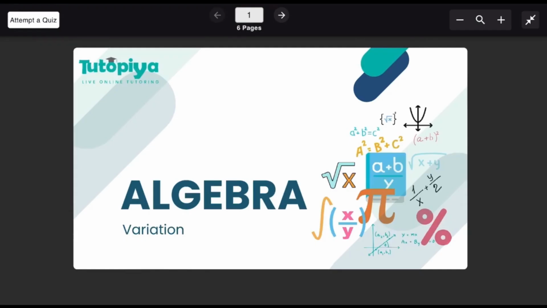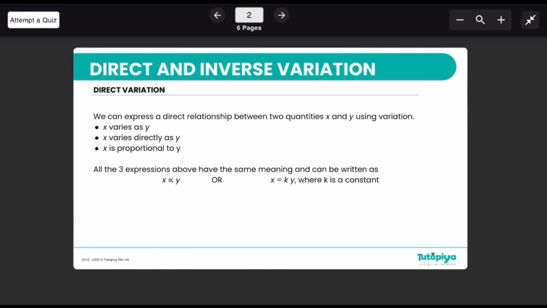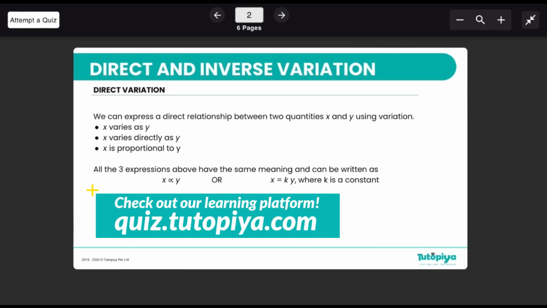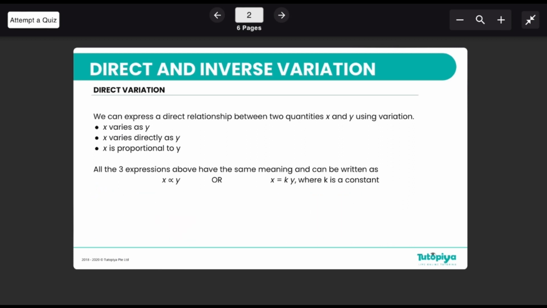Hello everyone, and today we're focusing on Cambridge IGCSE Mathematics, topic of algebra, subtopic of variation. Basically there are two types of variation. We are going to start off with direct variation, and in this you need to understand that in a question, if they mention things like x varies as y, or x varies directly as y, or x is proportional to y, this all basically means that it is direct variation.